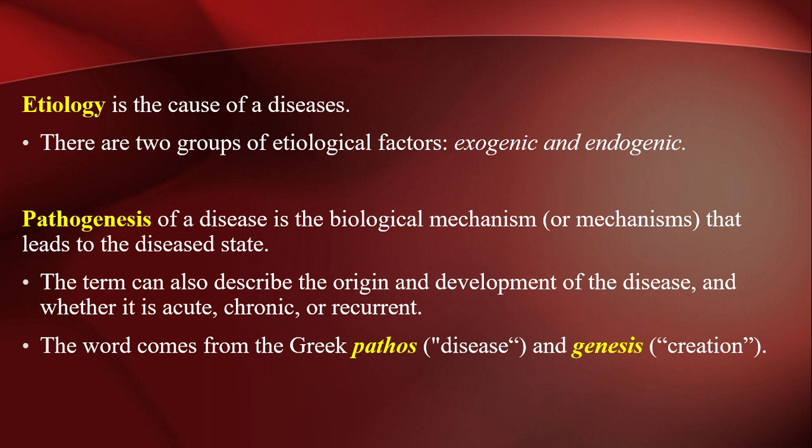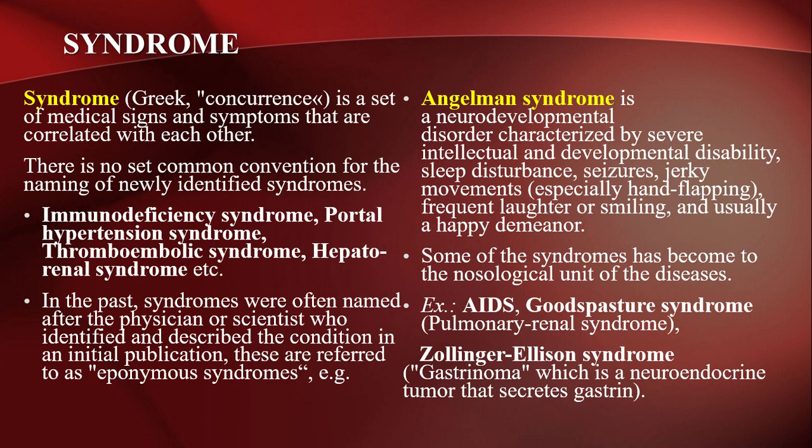The term is from the Greek pathos, meaning disease, and genesis, creation. We use in medicine some terms like syndrome and symptoms. Let me differentiate. What does syndrome mean? Syndrome, from Greek meaning concurrence, is a set of medical signs and symptoms that are correlated with each other. There is no set common convention for the naming of newly identified syndromes.